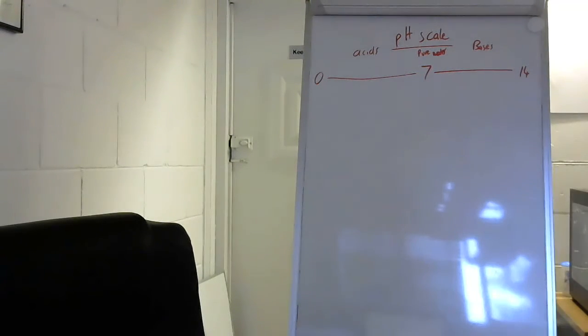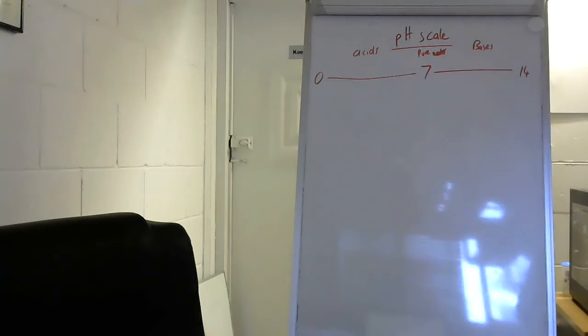So let's think back to all those examples we had, and I want you to rank them from 0 to 14. We've got 2 minutes, and then we're going to go through. And then we're actually going to look at what kind of scale the pH scale is, because it's not a normal scale.